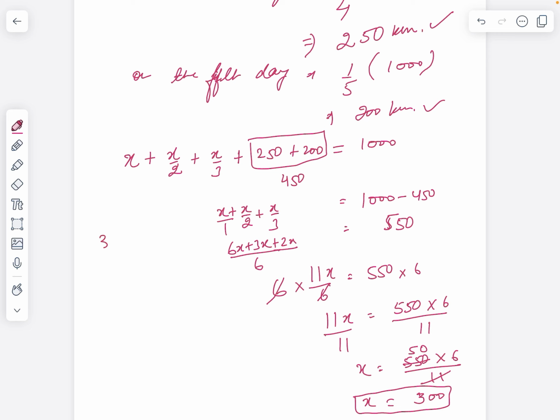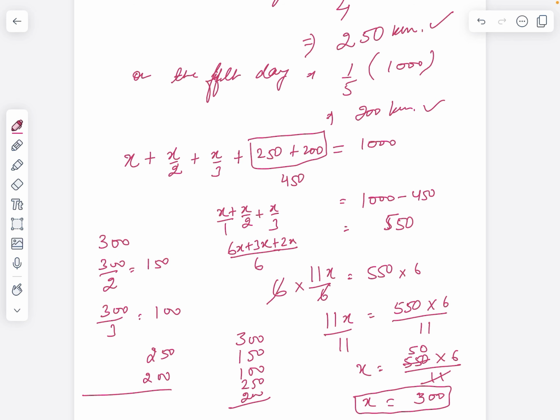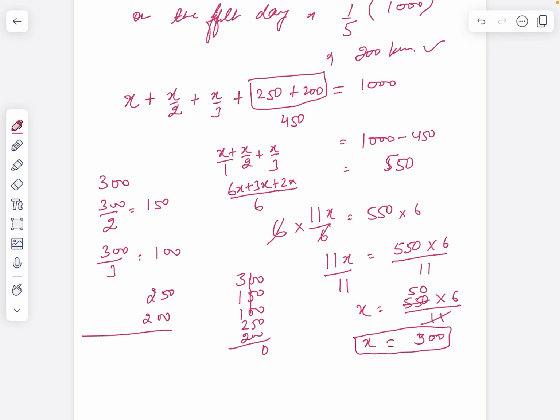The second distance would be, so 300 is the first one, second is 300 by 2, which is going to be 150. Third one is 300 by 3, which is going to be 100. And the fourth one we already know, which was 250, and then 200. Let's see if they add up to 1000. So I'll just place them in a synchronous manner. So 300, 150, 100, 250, 200. So 0, 5 and 5 add up to 10. So 2, 2, 4, 5, 6, 7, 8, 9, 10. That's it. Hence it is correct.